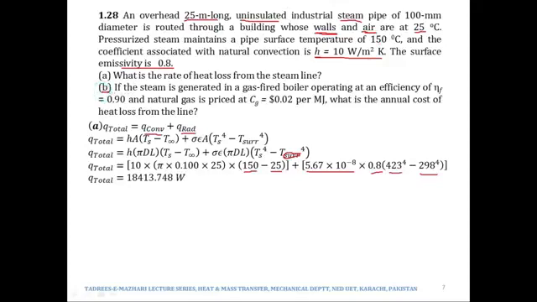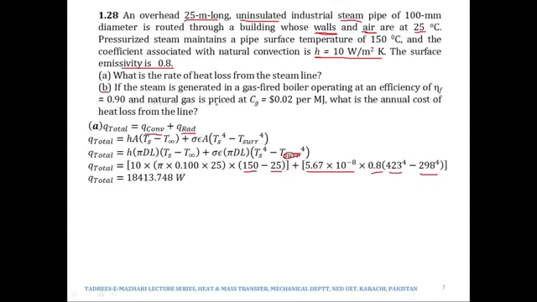it says that if the steam is generated in a gas fired boiler, this steam which is being transferred is generated in a gas fired boiler, and that gas fired boiler is operating at an efficiency of 90%, right?